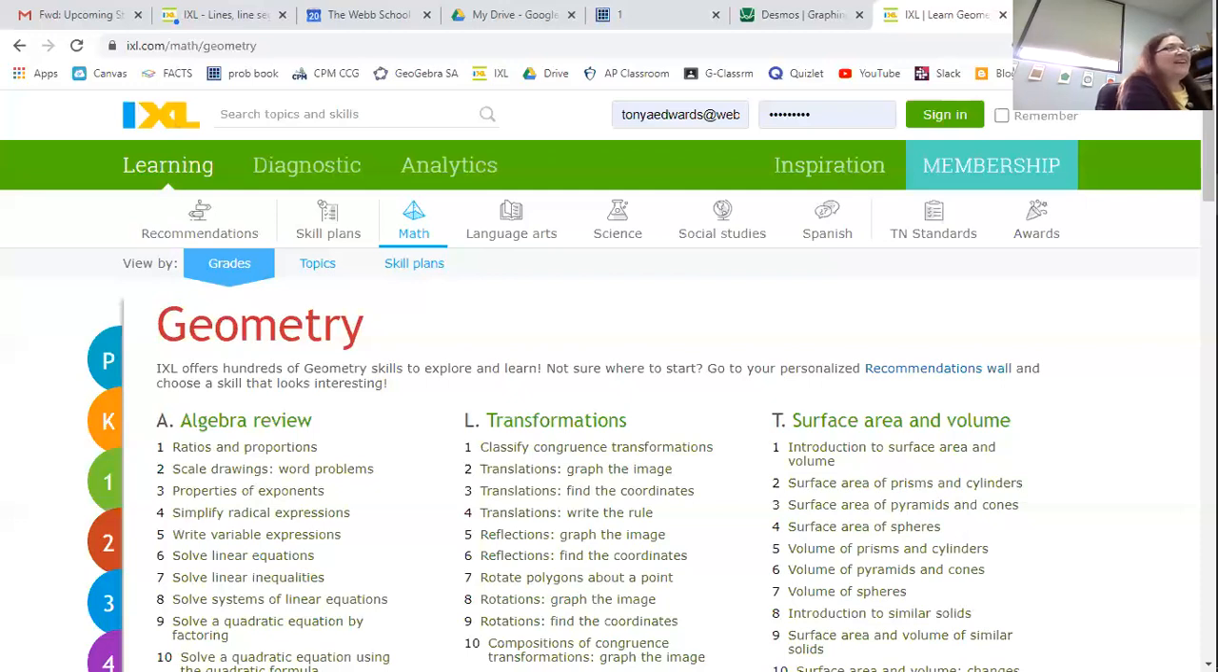Okay, there you go. So make sure you're on the geometry tab. I will assign a couple of things off the Algebra 1 tab during our review, but I will specifically say this is on the Algebra 1 tab. Otherwise, everything's on the geometry tab, okay?